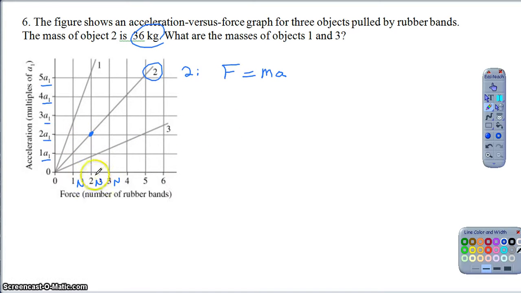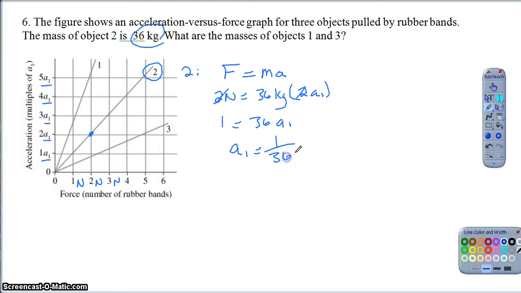So again, when the force is 2 newtons, I know the mass of object 2 was always 36 kilograms, that never changed. And I know my acceleration is in terms of this A1, so it's 2A1. If I then take this equation and solve it for A1, easy enough, I just divide both sides by 2. Then I have 1 equals 36 times A1, and so A1 would equal 1 over 36. So what this tells me is that that constant A1 is actually just 1 over 36 in terms of the force of the rubber bands.